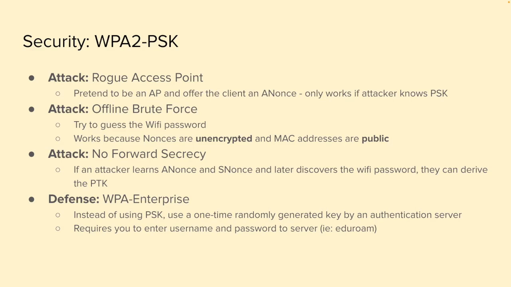And the third attack is that there's no forward secrecy. Let's say the attacker learns the ANonce and SNonce later and discovers the Wi-Fi password. If they have a transcript of the past connection, they can derive the key and decrypt the entire transcript.